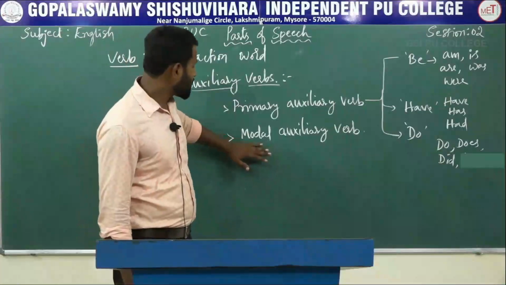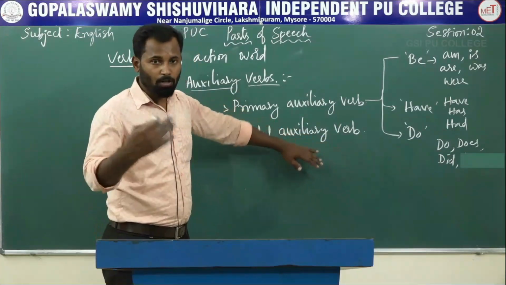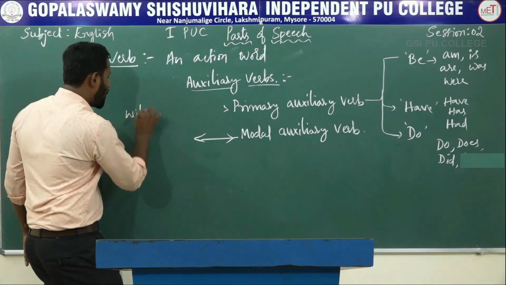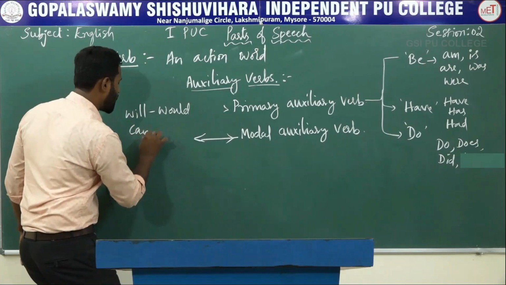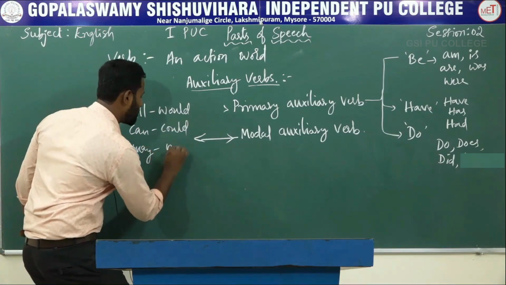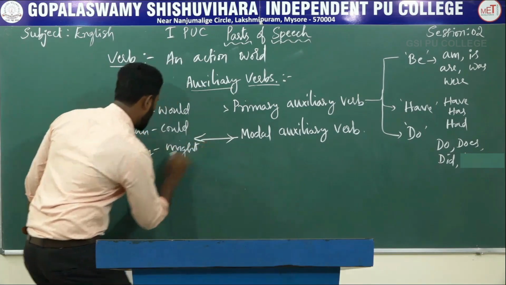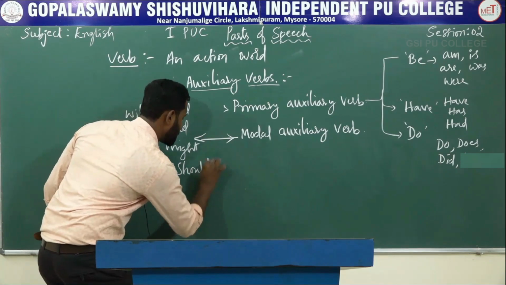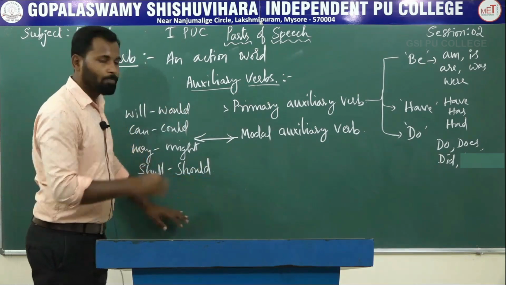The next is modal auxiliary verb. What are the modal auxiliary verbs? Modal auxiliary verbs are will, would, can, could, may, might, shall and should, etc.